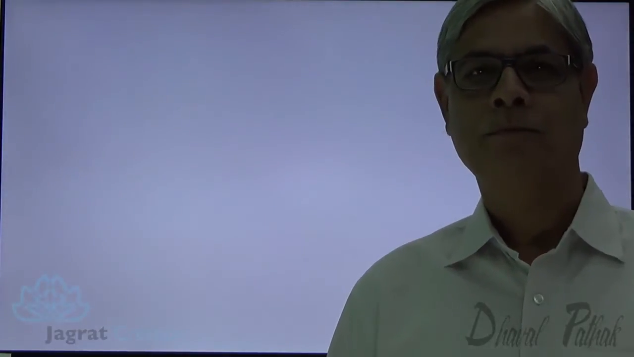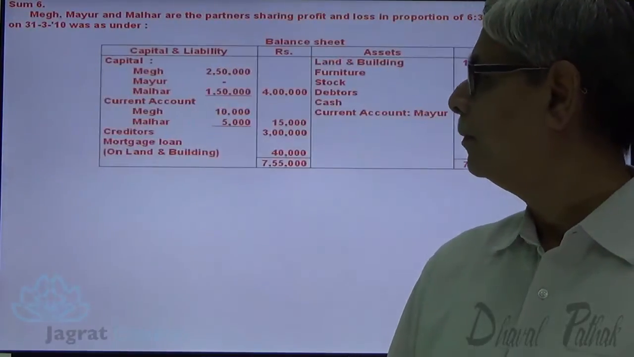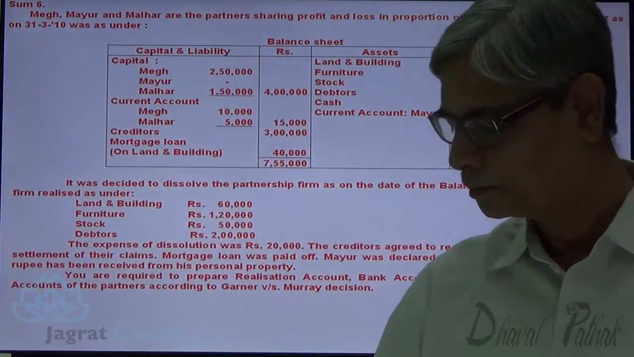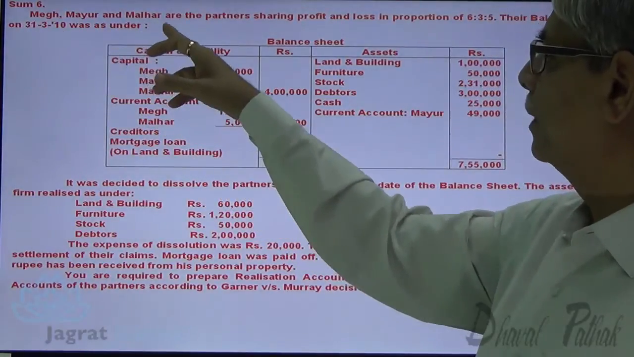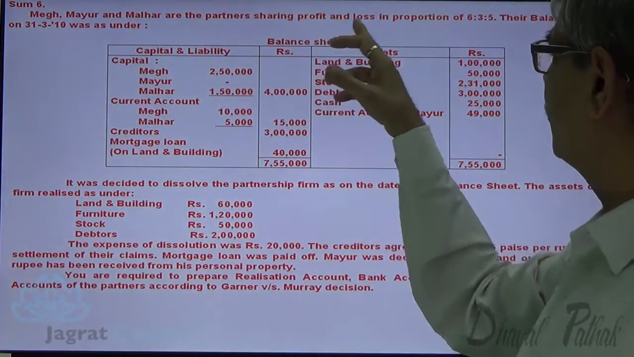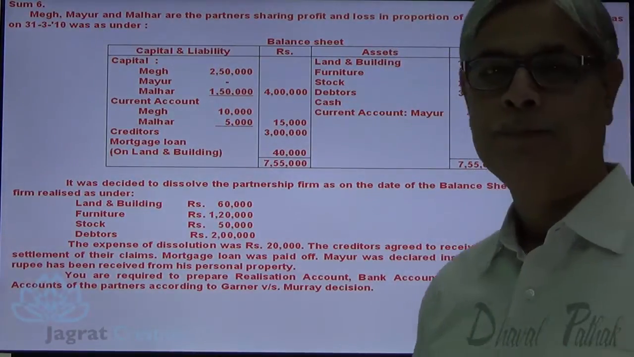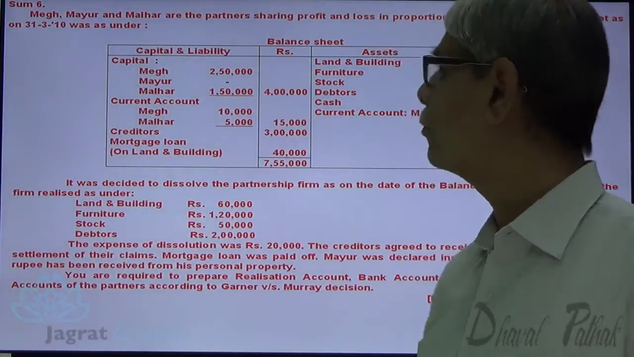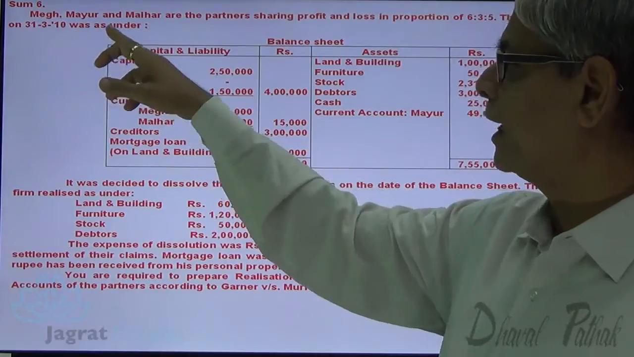Today, I want to take care of one sum on dissolution of a partnership firm. Read this sum on the screen. Meg, Mayur and Malhar are partners sharing profits and losses in the proportion of 6:3:5. Their balance sheet as on 31st of March 2010 was as under.